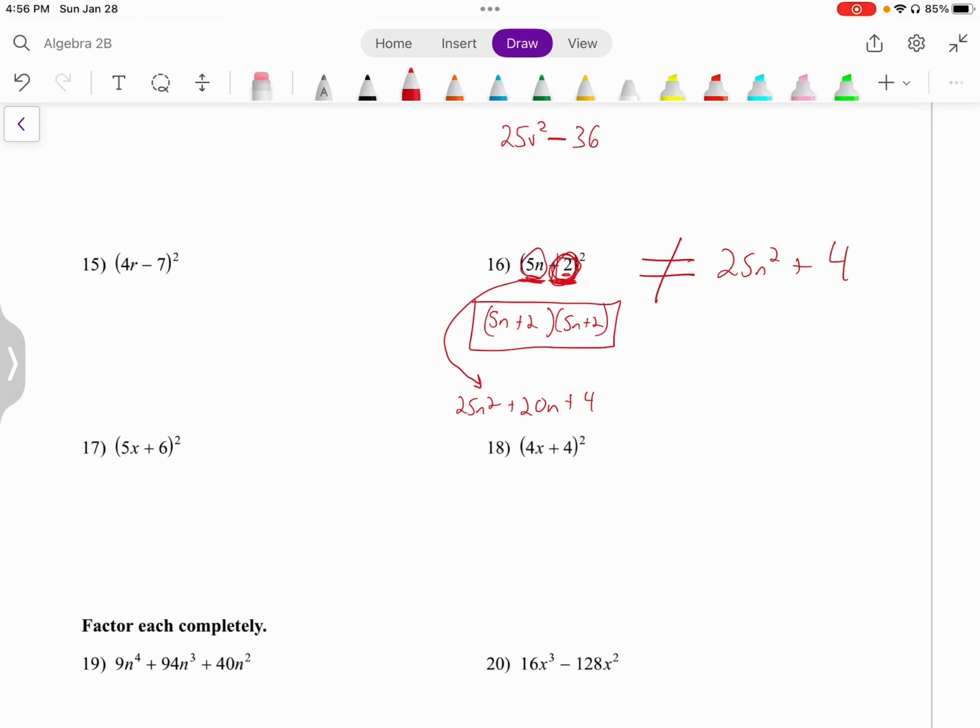And again, if you have trouble remembering that concept, you can go back about 30 seconds and listen to it again, but you could write it as something multiplied by itself and use FOIL.